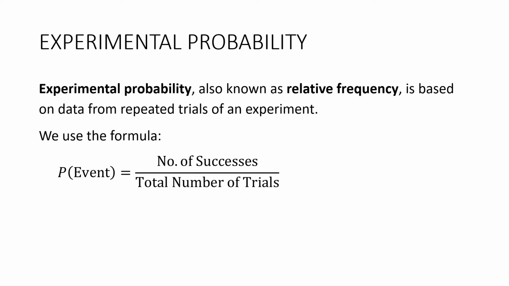Now, experimental probability, and we also call that relative frequency, is based on the data that we get from repeated trials of an experiment. So for example, you might toss a coin 100 times. Here's the formula that we use. The probability of some event, say that we throw heads, is the number of successes, so how many heads we throw, divided by the total number of trials, so how many times we tossed the coin.